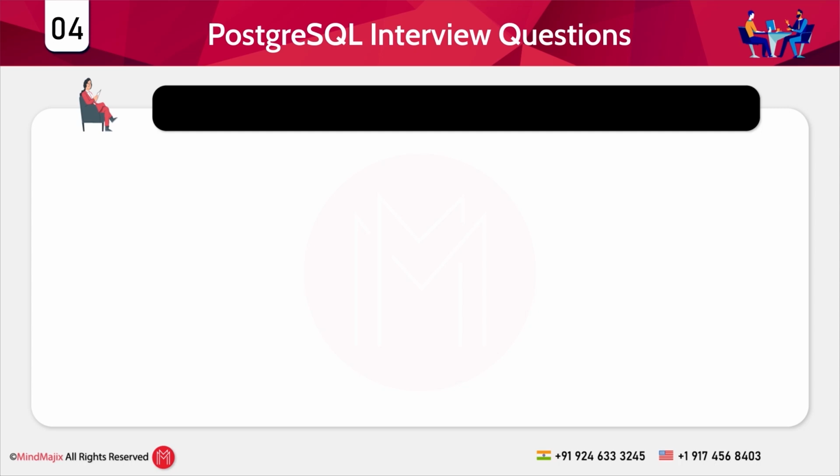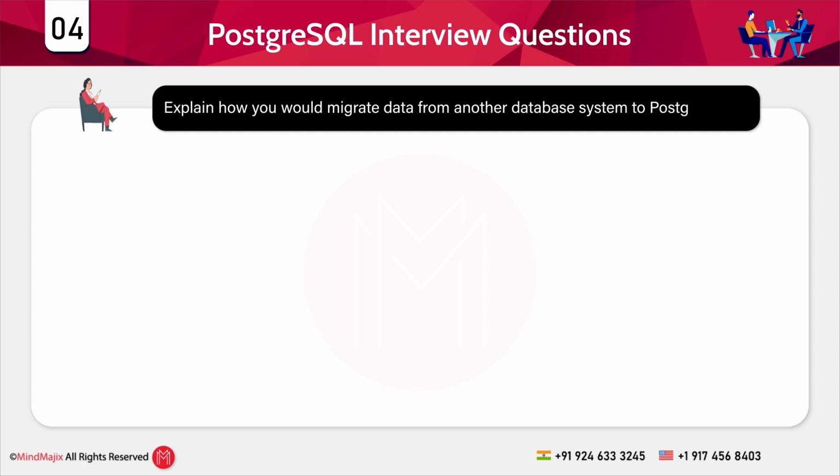The next question is, explain how you would migrate data from one database system to Postgres. So guys, this is again a real-time scenario based question. Like if you're working for a company, and let's say you have your database systems on a different SQL based database like MySQL or Oracle or some other database, and now you're planning to migrate all of your data from that system to Postgres. So how would you do that?